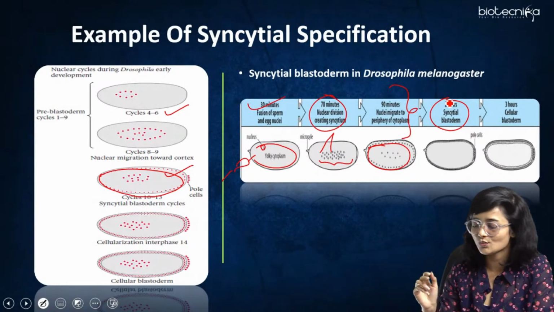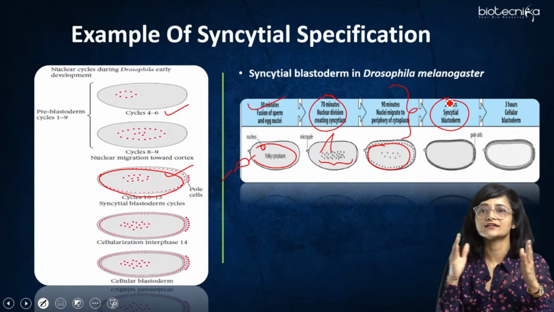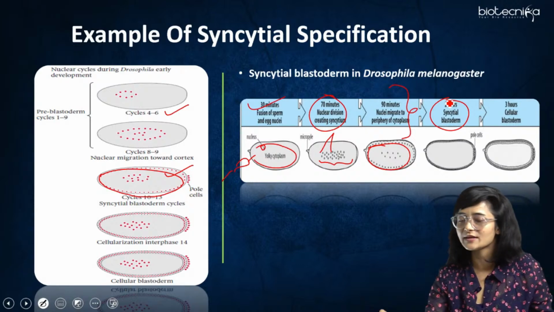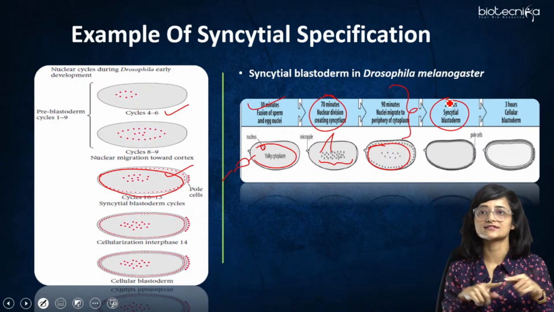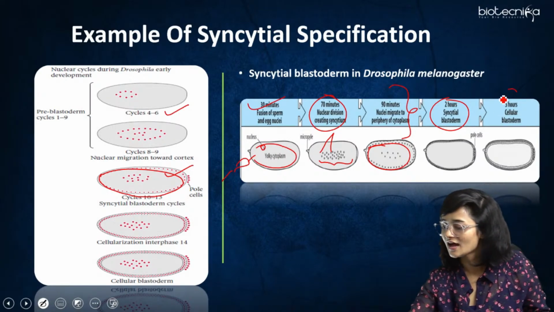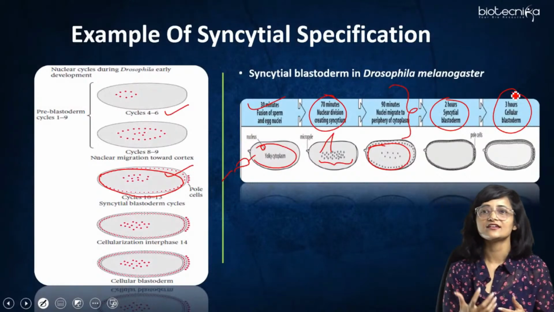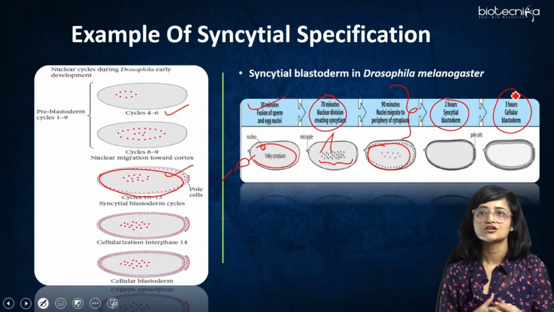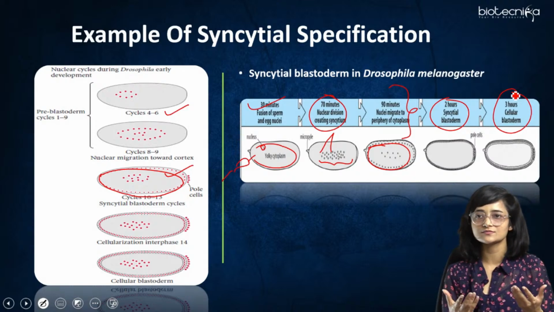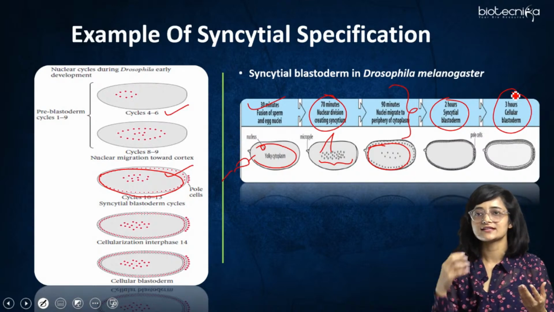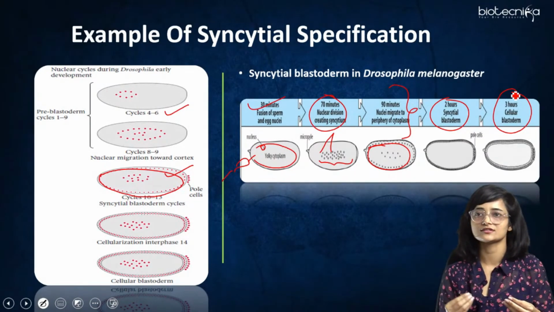In cellularization, what happens? These nuclei are separated from each other, and cells are produced surrounding each nucleus, right? Then after 3 hours, what happens? The cellular blastoderm is formed. So all of these nuclei have committed themselves to produce a certain cell type inside the Drosophila.